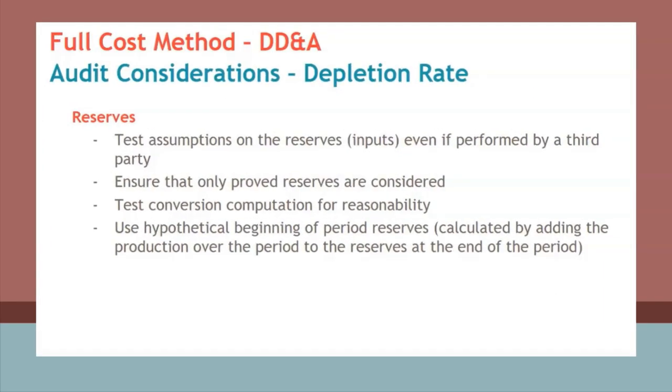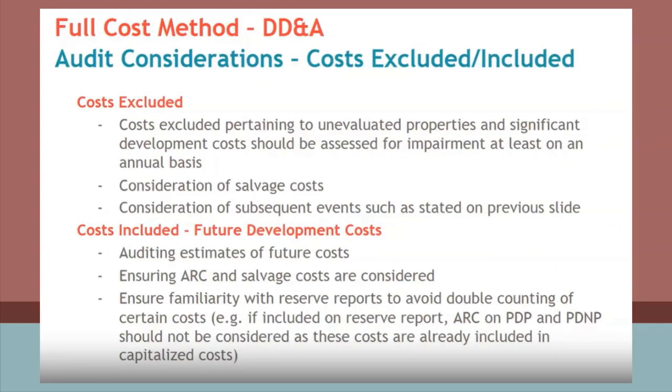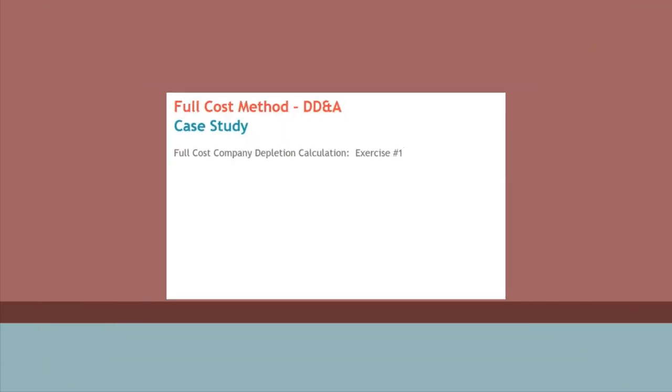Okay, for your depletion rate, some audit considerations: test assumptions on the reserves. Even if they're performed by a third party, you want to test them. Ensure that only proved reserves are considered. Test the conversion computation for reasonability. And then you want to make sure that the beginning of period reserves are reasonable. Okay, here's some more audit considerations over the excluded and included costs. I'm going to have to speed up here so we make sure we have enough time. But we're going to get into our first exercise.